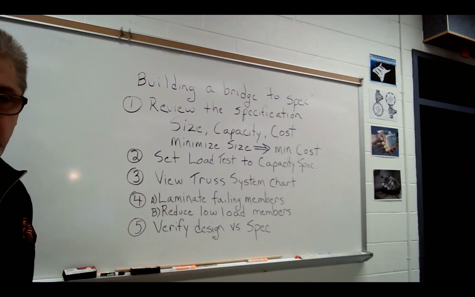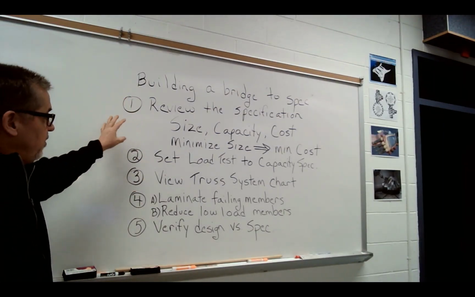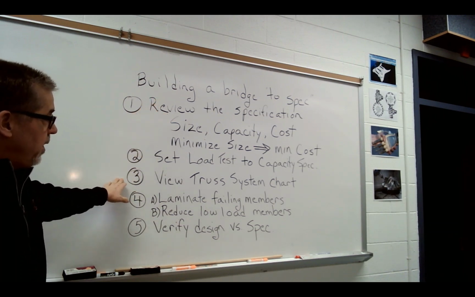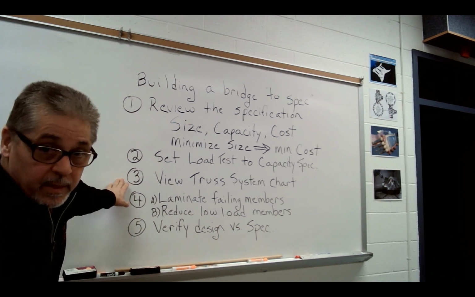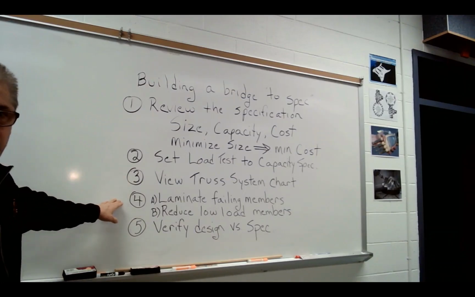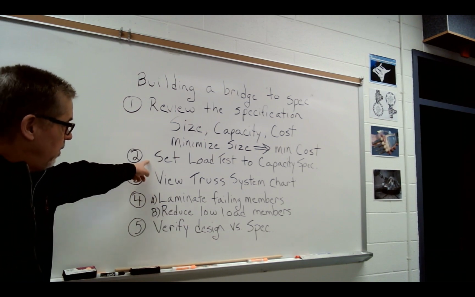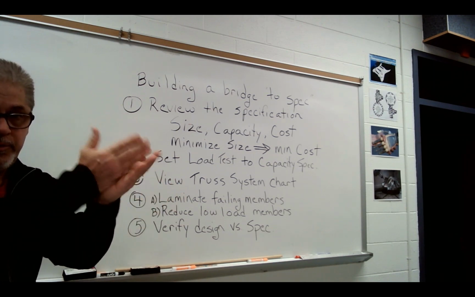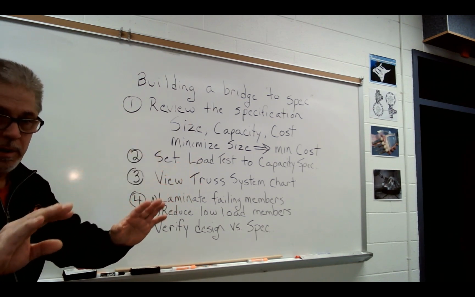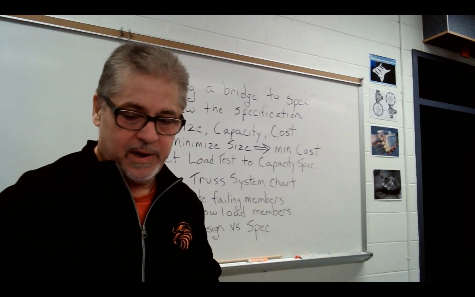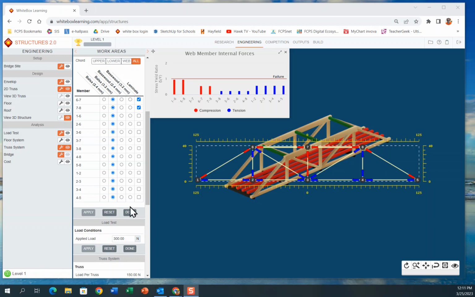Skipped ahead there. So we reviewed the spec. We set the load test up for what we need it to be according to the spec. And then we looked at this chart in here, really super helpful chart, web members, internal forces. And anything that was failing, going over that red line, because we set the load test to what the spec is and the capacity, we laminated them. We glued two pieces together. Now they're not failing anymore, okay? But there's something else we can do to reduce costs. Let's go look at that chart again. And we are almost done.